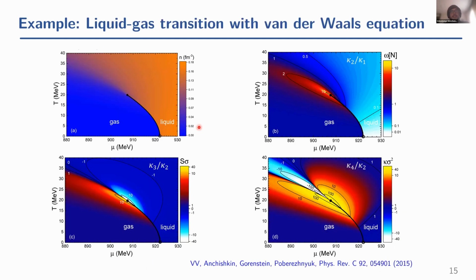This is another illustration of the signals of the critical point in the cumulants. This is a model calculation of a nuclear liquid-gas transition using the van der Waals equation. It shows the behavior of the density of second, third, and fourth order cumulant ratios on the phase diagram in the QCD variables T and mu. You can see that as you go to higher and higher orders, you get first more and more sensitive behavior near the critical point, but also patterns like change of sign and non-monotonicities and so on.